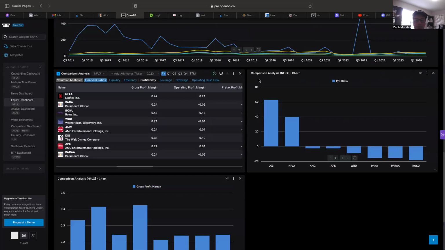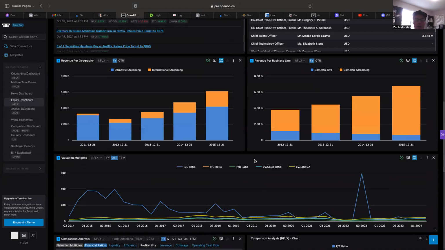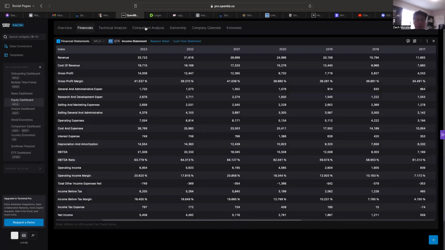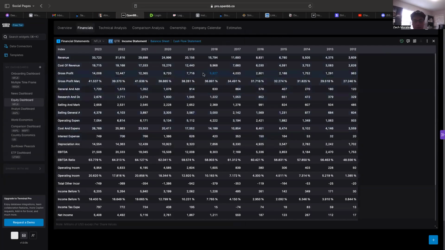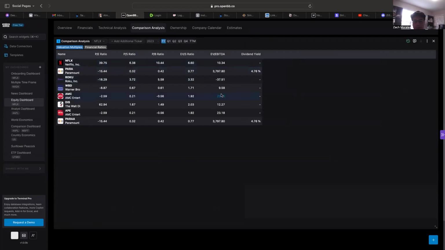We're going to do a little bit of comparison analysis when it comes to PE ratios for Netflix versus something like Paramount, Warner Brothers, or Disney. We'll also take a look at the gross profit margins. And then we're going to really dive into a few different things. We can run down their financials, do a little bit of technical analysis, and I'll give you guys some of my price targets on that.